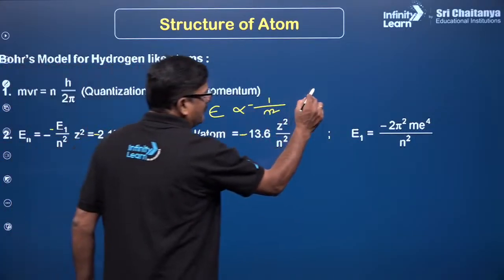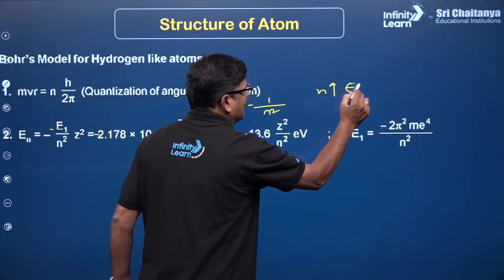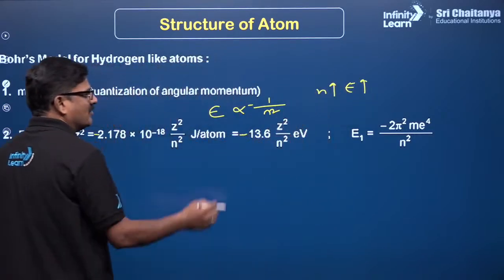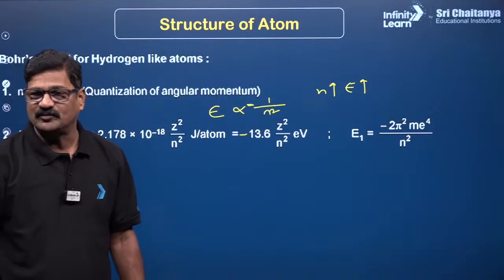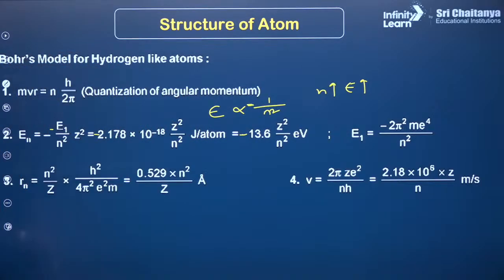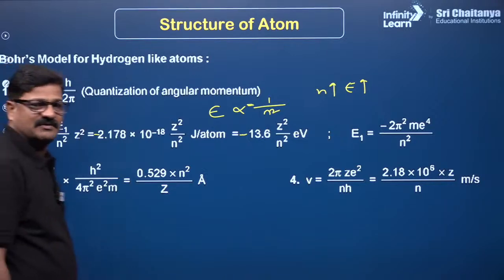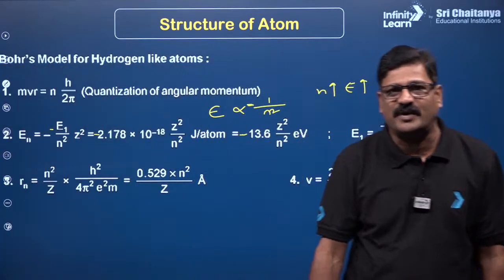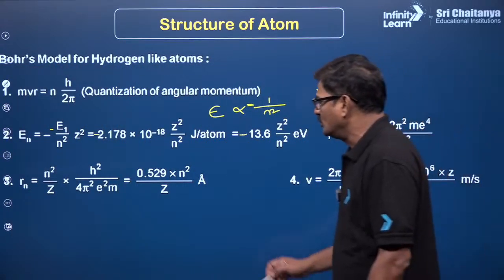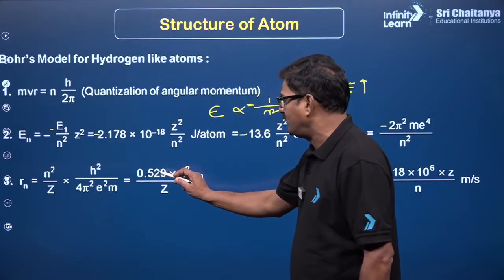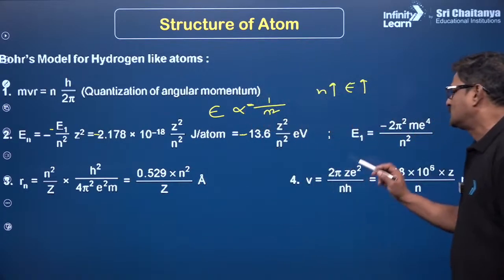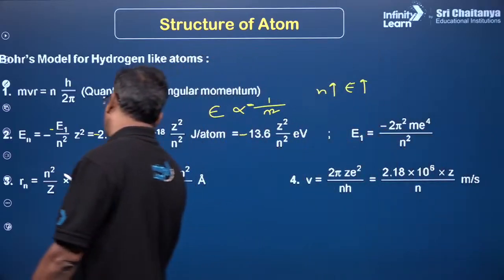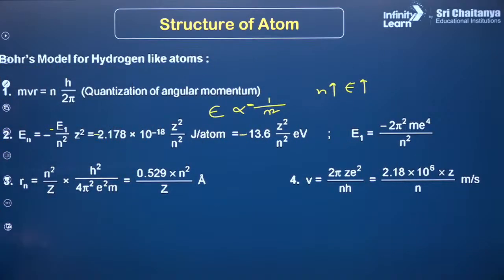So as n value increases, energy value also increases, because this is a negative quantity. Mind it, this is a tricky point. Are you getting or not? Similarly, the radius of the shell is given as 0.529 n square by Z, and that is given as n square h square upon 4 pi square m e square Z.